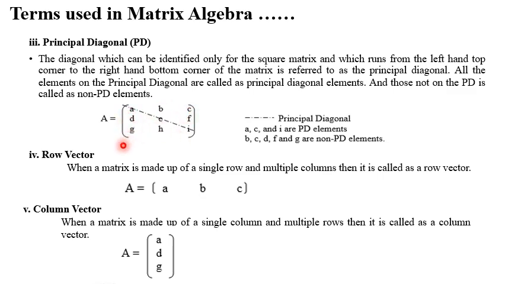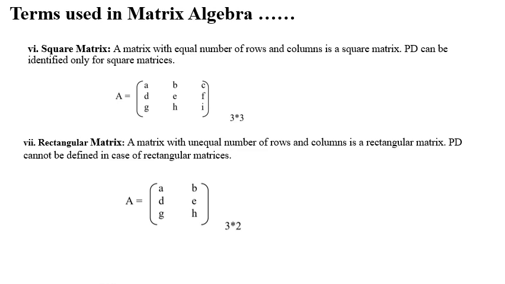A row vector. When a matrix is made up of a single row and multiple columns, then that is referred to as a row vector. A column vector. When a matrix is made up of a single column and multiple rows, then it is called a column vector.